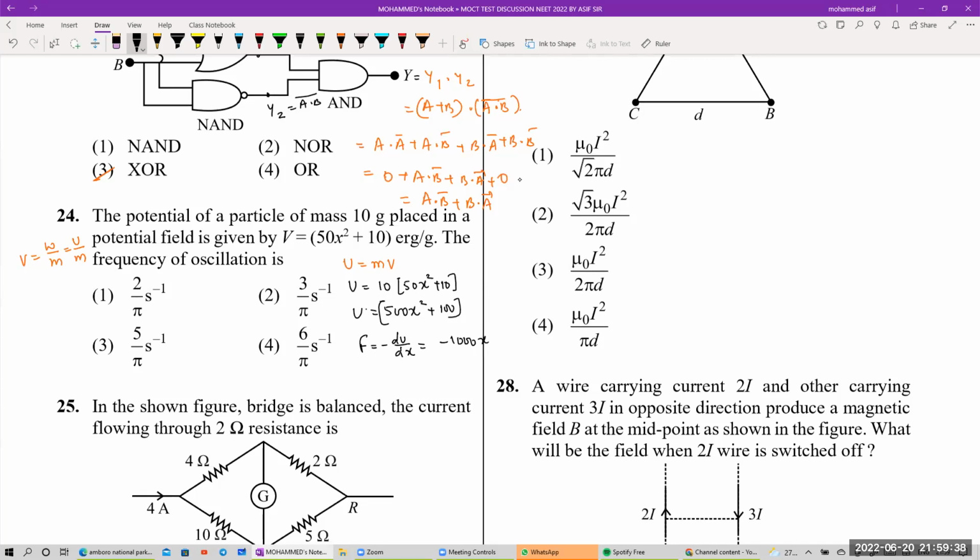The 100 is constant anyway, so its derivative is 0. F value will be equal to how much? M into omega square, isn't it? F is equal to K into x, so if we equate, the K value becomes M into omega square. Remember, F is equal to M into omega square into x, and that whole thing we took as K. F is equal to K into x. So that is the reason I have written this K value is equal to this much.